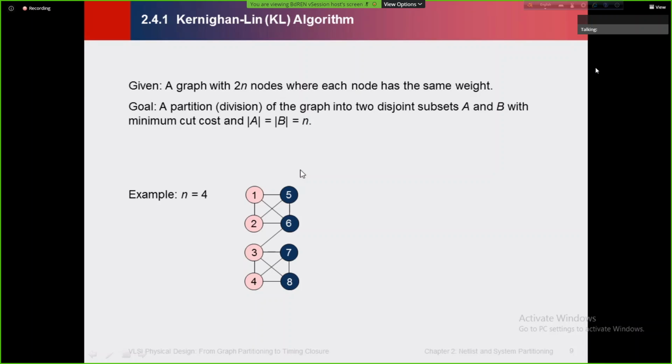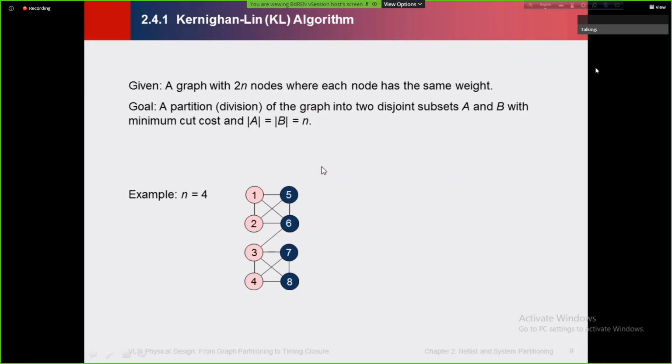So since there are 8 nodes, we have to divide them into two groups, A and B. If you make it equal, then in each group there will be 4 nodes. That's just an example, here it is 4. So that means you have to divide into 4 nodes in one group like A, and the other 4 will be in B. That is our goal.